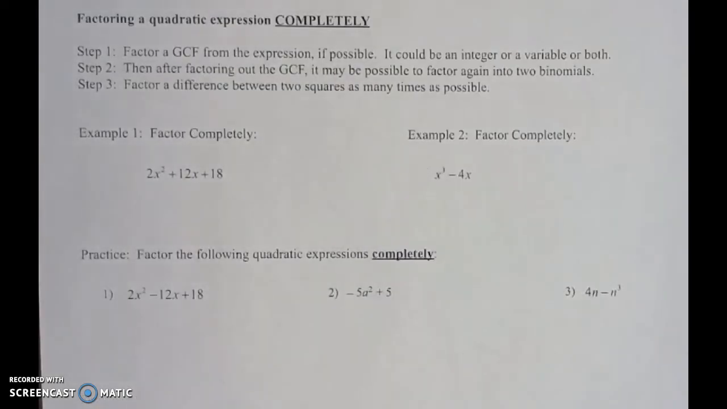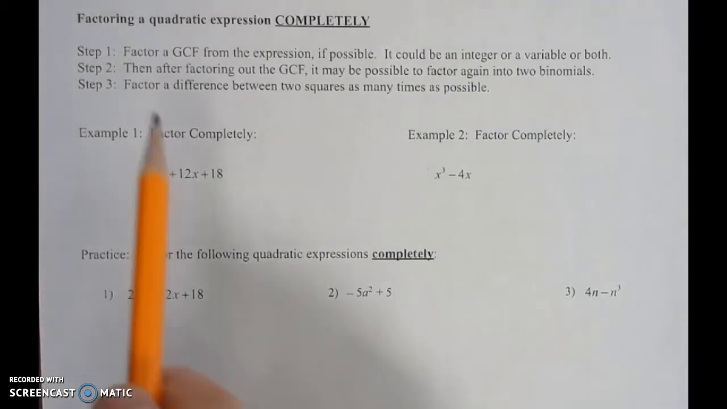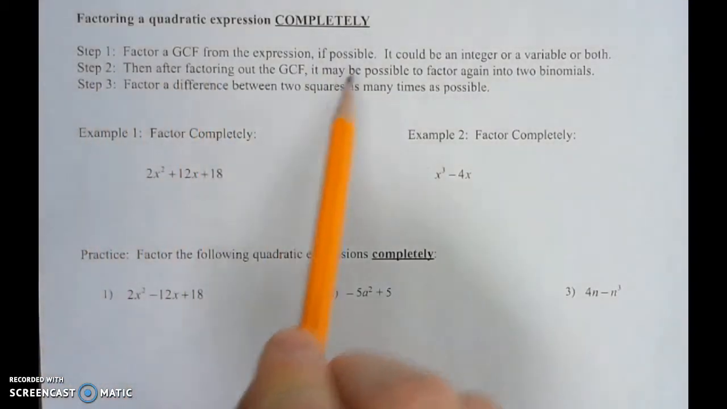In the next section, we're going to focus on factoring quadratics completely. Whenever you have a quadratic that you want to factor completely, there's a series of steps that you should try to follow. Step 1 is factoring out a GCF if possible.